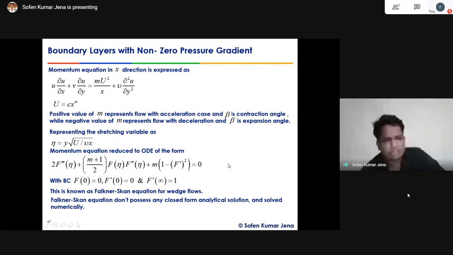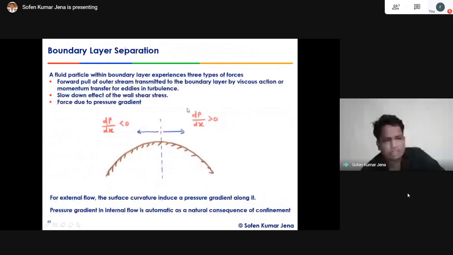This equation is known as the Falkner-Skan equation for wedge flow. But this equation doesn't have any analytical solution. You have to use an ordinary differential equation solver, such as the Runge-Kutta solver or the shooting method, or any other ordinary differential equation solver, to solve this equation using these boundary conditions.